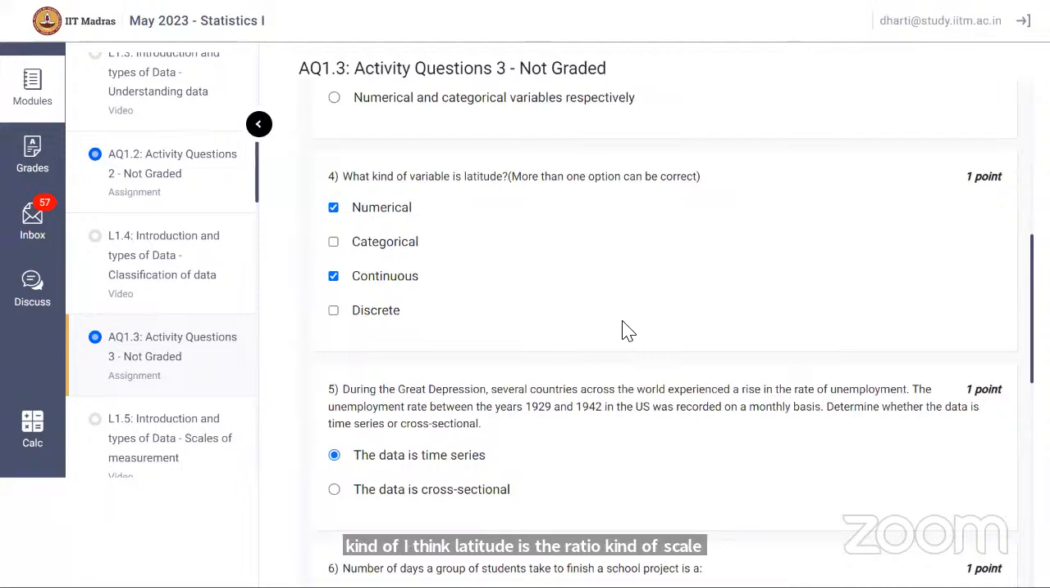Ma'am, we can perform division and multiplication there. We can divide the latitude. There is an absolute zero in latitude, right? Yes, ma'am, that is absolutely true. What is the use of multiplication and division for latitude? I am asking. Not multiplication and division, but with latitude you can compare it, right? Compare the latitude of two different things based on their division or ratio. Yes, that's what it is. So ratio scale of measurement, and numerical and continuous.